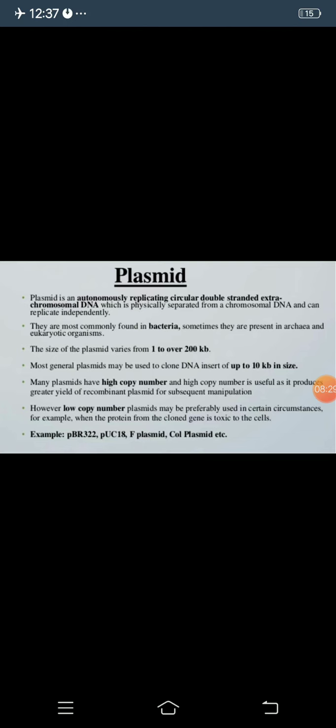The size of a plasmid varies from 1 to 200 kilobase pairs. The most general plasmid may be used to clone DNA inserts up to 10 kilobase pairs in size. It should have a high copy number. However, a low copy number plasmid may be preferably used in certain circumstances, for example when the protein from the cloned gene is toxic to the cells. Examples are pBR322, pUC18, F plasmid, Col plasmid, etc.